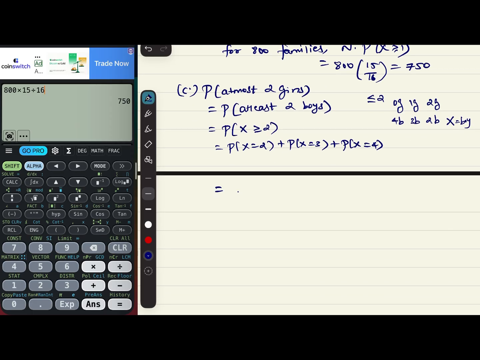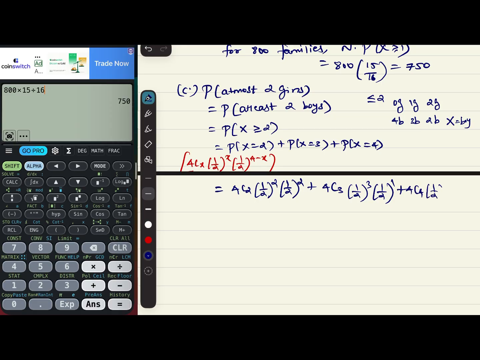Already you know what is the rule for this one. You can see here, this is 4cx half power x half power 4 minus x. So in this only we're gonna substitute. Okay. So once you understand this, it's going to be easy. 4c2 half power 2 half power 4 minus 2 is 2, plus 4c3 half power 3 half power 4 minus 3, which is 1, plus 4c4 half power 4 half power 4 minus 4 is 0.